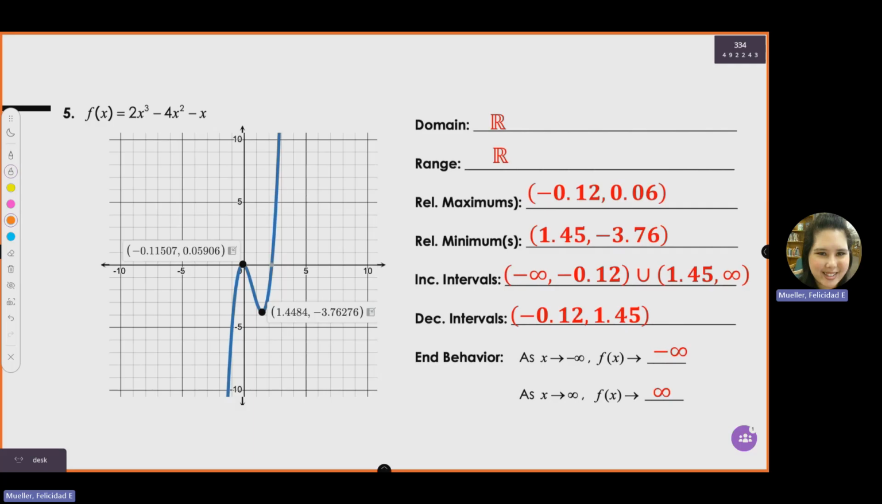Our graph goes increasing, decreasing, increasing, as I put my arrows in. And we do have our end behavior right here. So it's increasing from negative infinity to negative 0.12, and then from negative 0.12 to 1.45, we are decreasing, and then from 1.45 to infinity, we are increasing. My end behavior as we go to the left is towards negative infinity, and as we go to the right, to positive infinity.